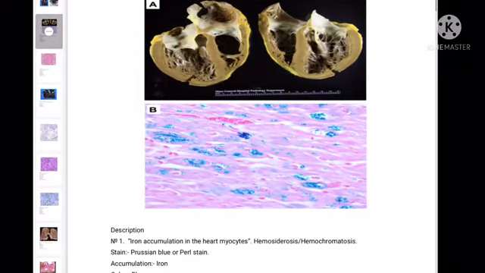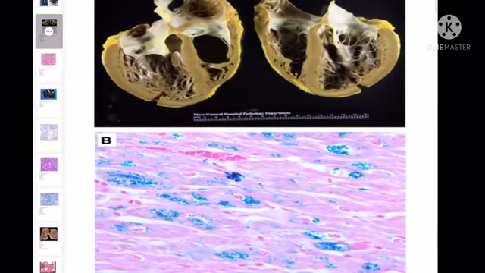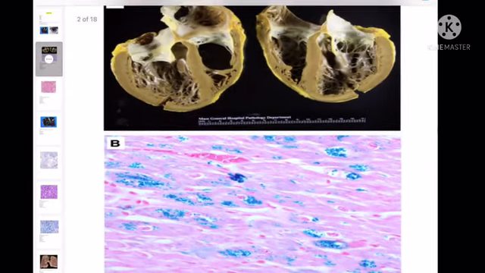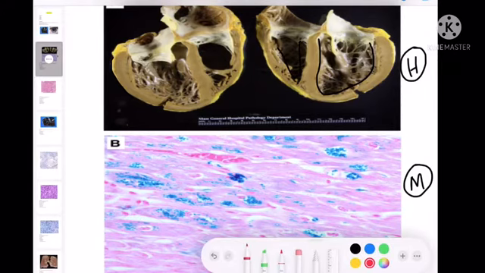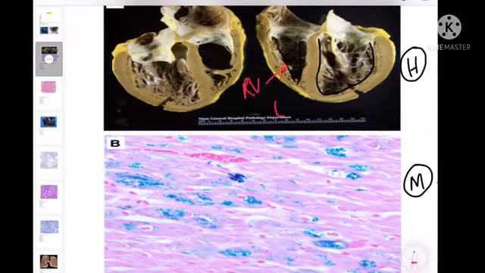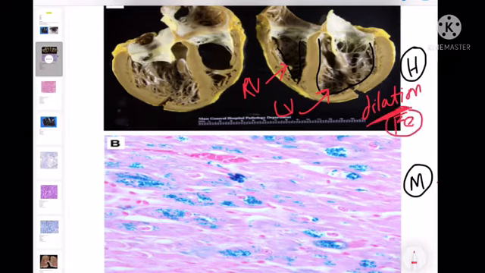The first one is accumulation of iron. In this image you can see the heart on gross image, and this is the microscopic image. In the gross image you can see that this chamber is completely dilated. This is the right ventricle, and this is the left ventricle. Because of accumulation of iron, there will be dilation of the chambers, so iron accumulation can also cause dilated cardiomyopathy.